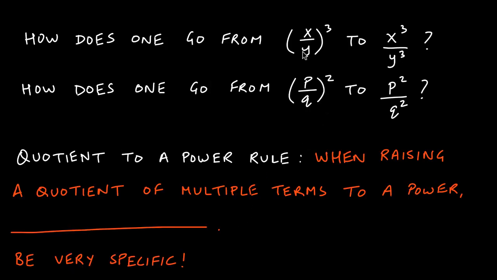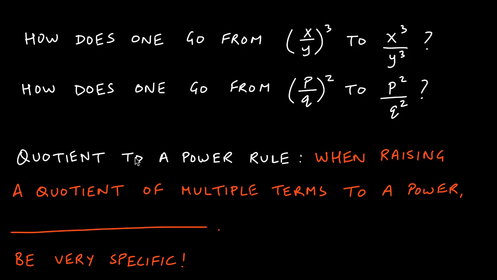So hopefully you at least know what these questions mean at this stage or why we're asking them. So if we have x over y, the quantity raised to the third power, how is it that we can go directly from here to here without having to write all that stuff in the middle? So we have a quotient to a power rule.